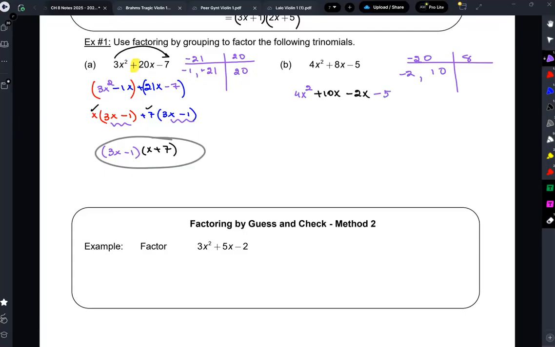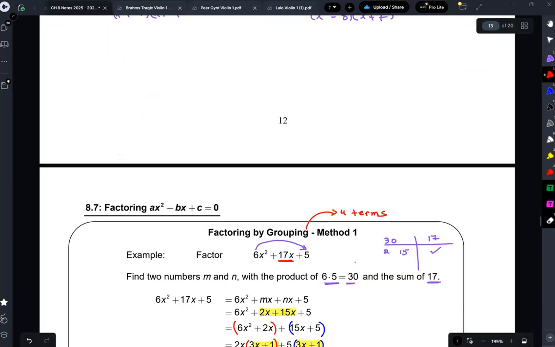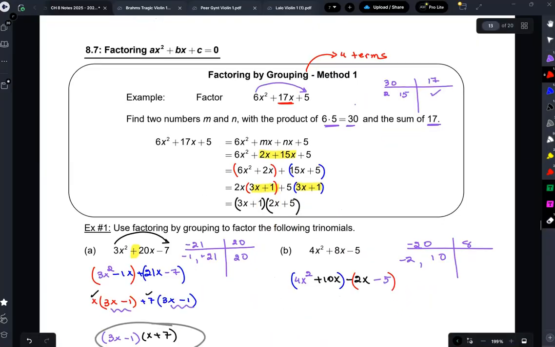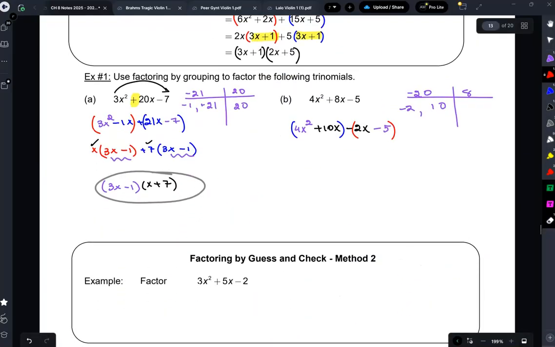Okay, here's how you know. You won't know until a step later. So now let's split it, and let's see what I can factor out. From the blue, I can factor out a 2 and an x, right? So I get x plus 5, okay?